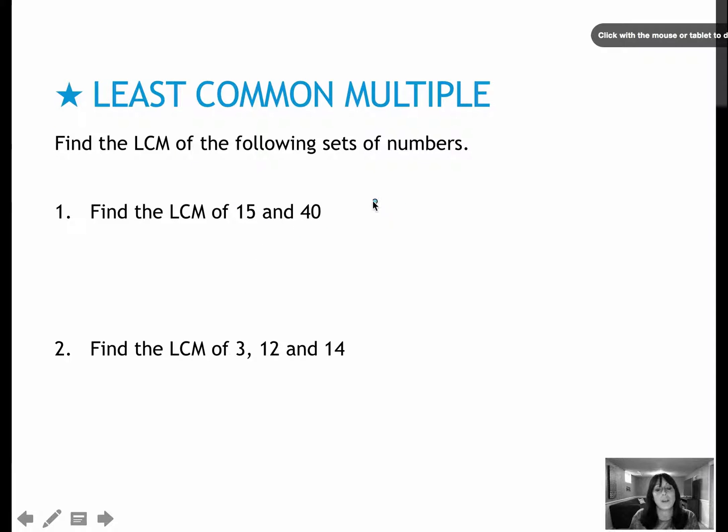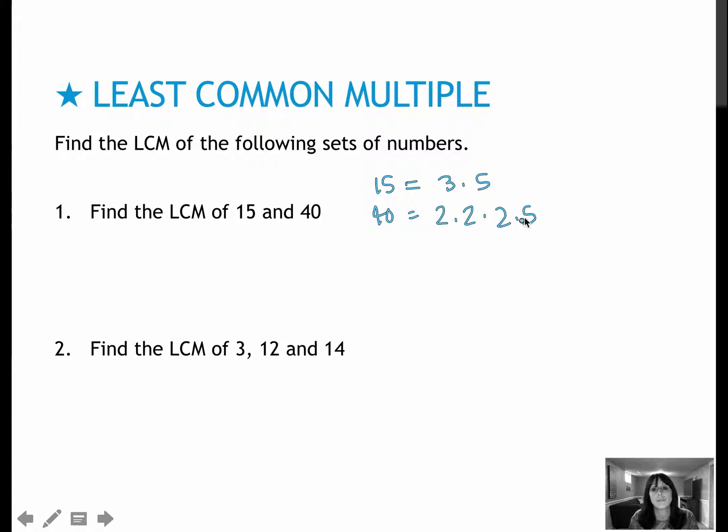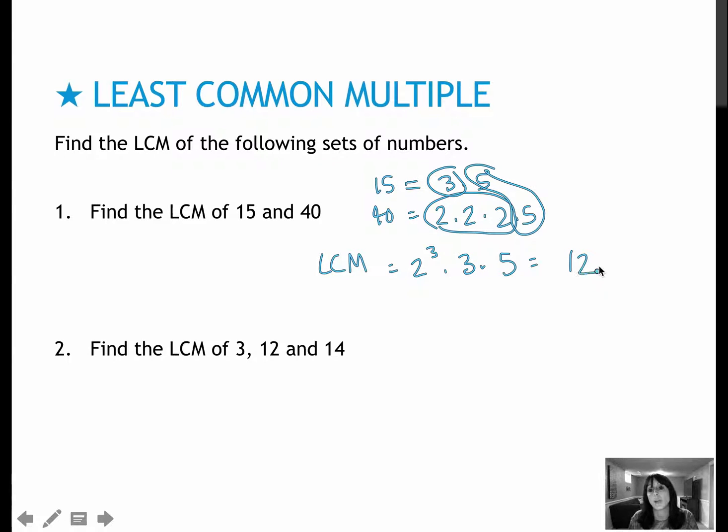So for question 1, if I'm using my prime factorization method, 15 breaks down into 3 times 5, and 40 breaks down into 2 times 2 times 2 times 5. So again, the most number of times that 2 happens is 3, so 2 to the third. The most number of times that 3 happens is once, and the most number of times 5 happens is once per number. So 2 to the third times 3 times 5 is 120.